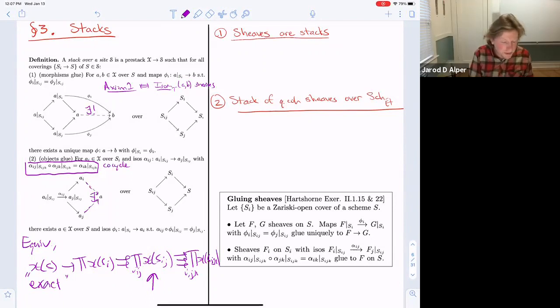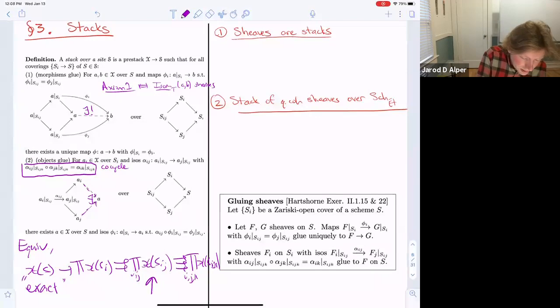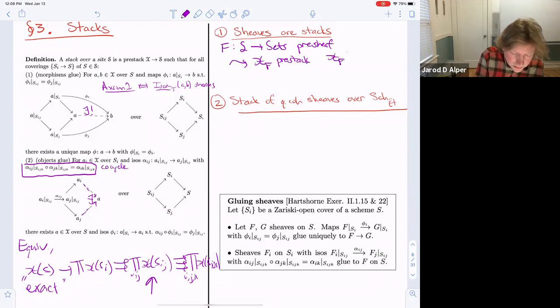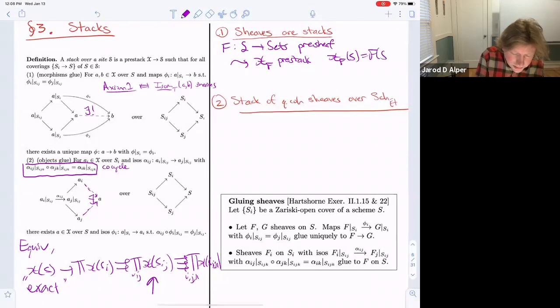So let's turn to some examples. The first example is Sheaves are Stacks. Here, let's take F to be a pre-sheaf. And then you can build from this a pre-stack, where the fibered category over S is just F of S. And then the statement is that F is a sheaf if and only if X_F is a stack.